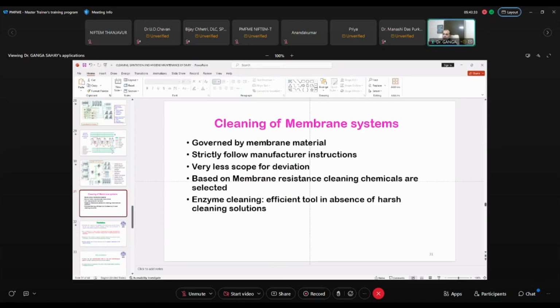Something about membrane cleaning as well, because this is another important part in the dairy and food industry. Membrane cleaning is more sophisticated and more critical compared to other equipment cleaning because it is mostly governed by the type of membrane material we are using. And there, my suggestion is very simple: strictly follow the manufacturer's instructions.